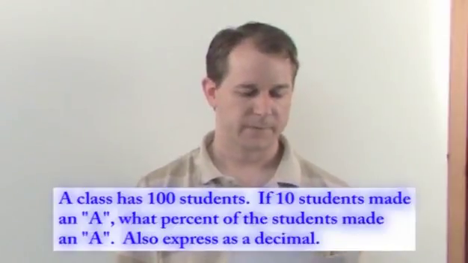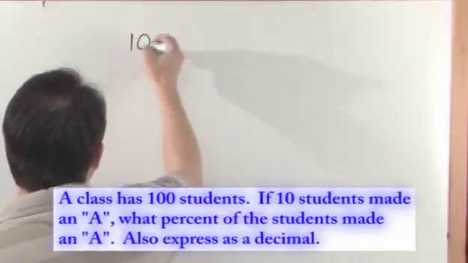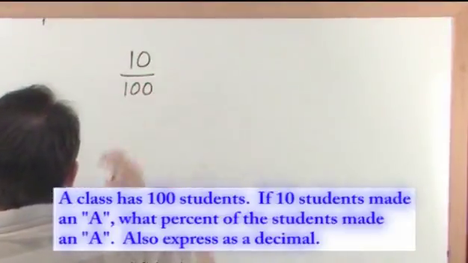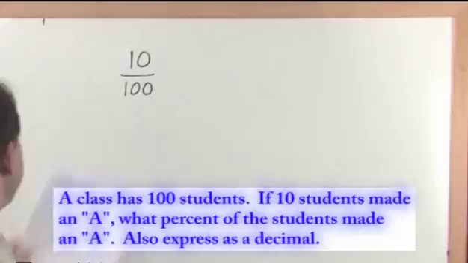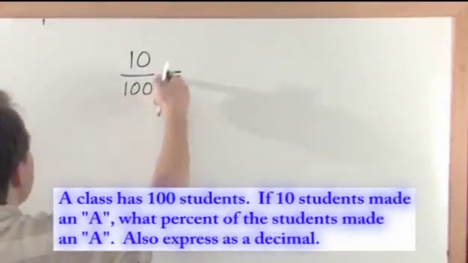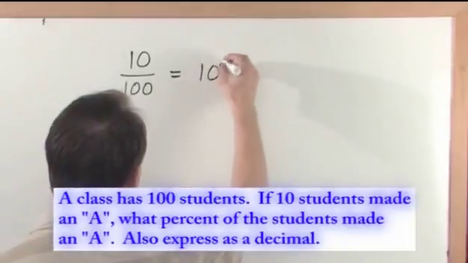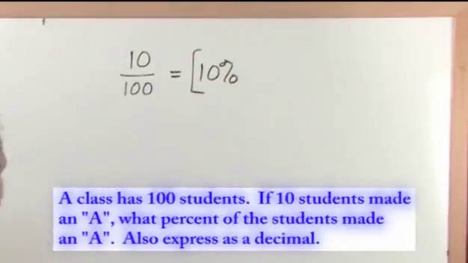Okay. Well, what we're doing is we're comparing the 10 people that made an A to the 100 students in the class. 10 out of 100 students. And the definition of percent is comparing something to 100. So if 10 out of 100 people made an A, then 10% of the class made an A. And that's the answer, 10%.